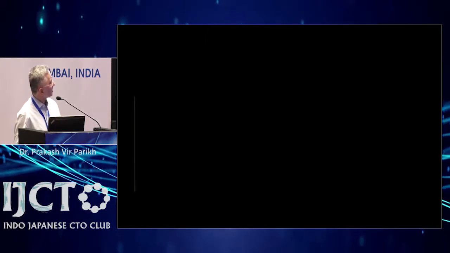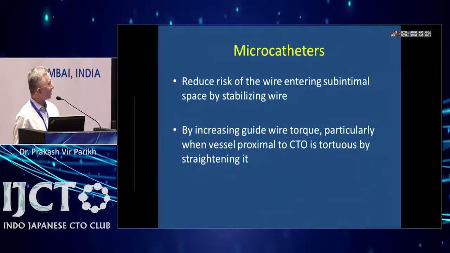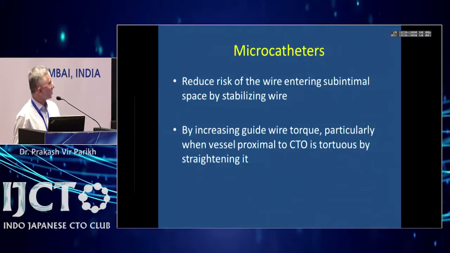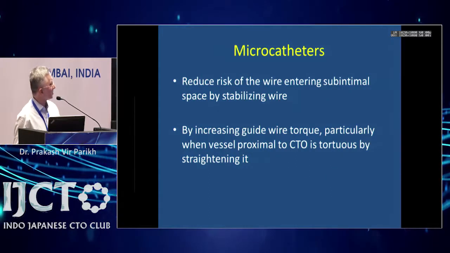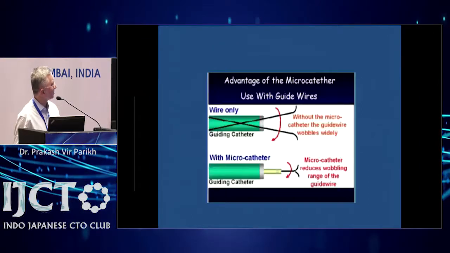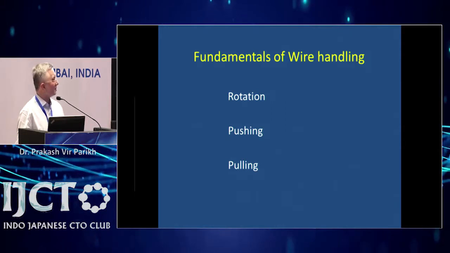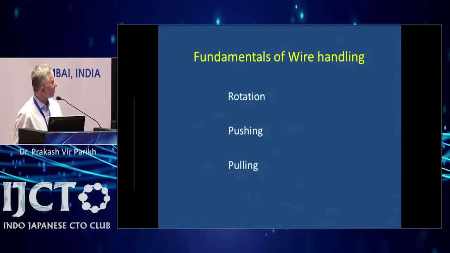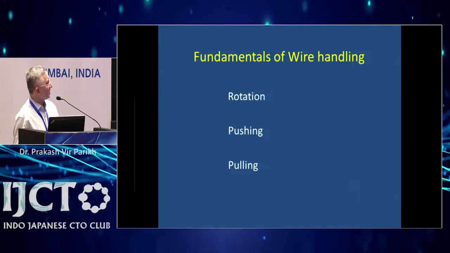Microcatheters reduce the risk of the wire entering the subintimal space by stabilizing the wire, so they should always be used during CTO procedures, in addition to several other advantages of microcatheters. So the fundamentals of wire handling are rotation, pushing and pulling. Rotation decreases frictional resistance, so the wire will advance easily.